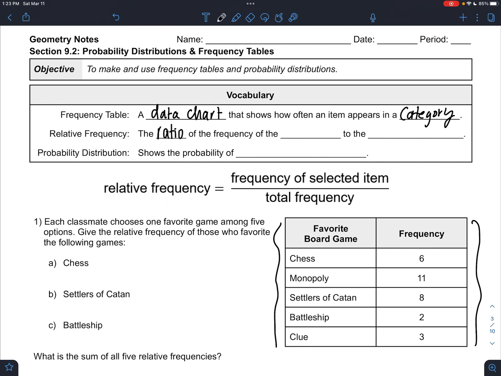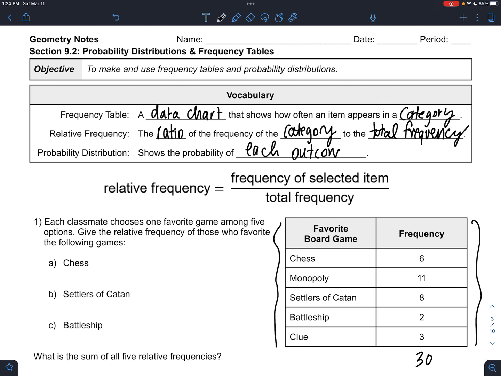certain category. Now, the relative frequency is a single ratio, so it's going to be a part of a whole, because the whole in this case is going to be the total frequency, which in this example is 30 people. It's a ratio or a fraction of the category, so like the total number in that category to the total frequency, which you can think of as the total number of votes.